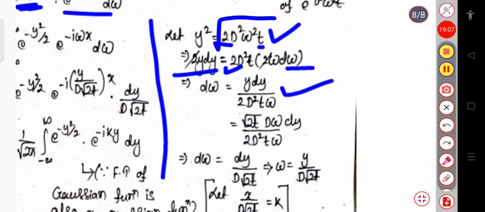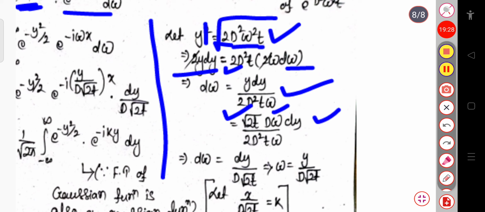y square is 2d square omega square t. So y will be equal to root over of 2t into d omega, because the root over of d square omega square is d omega. This is d omega, into dy divided by 2d square t omega.